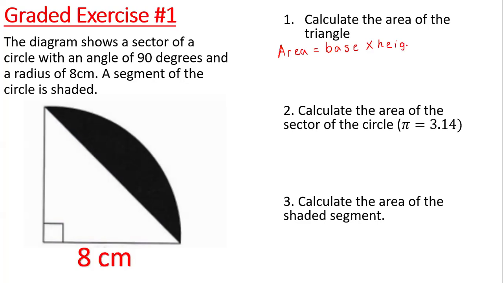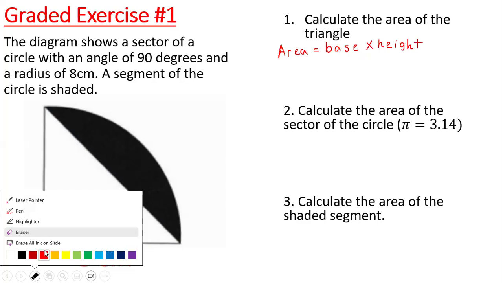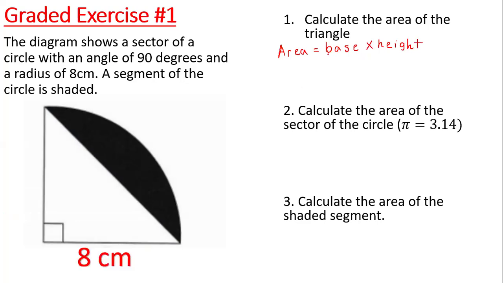The base is 8 and the height is 8. So you would get 64, and when you divide it by 2, you get 32. Very good. Excellent. Anyone else got 32? 32 what though? Apples, oranges, bananas? Centimeters squared. Thank you, centimeters squared.